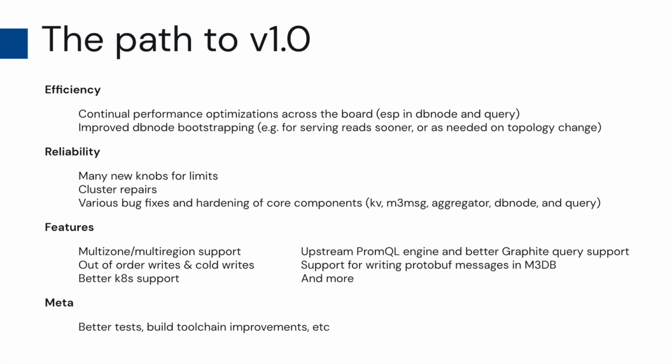Feature-wise, we've added quite a few, and this is by no means exhaustive, but just for a quick example, we now have multi-zone and multi-region support. We have preliminary support for out-of-order writes and cold writes. We have invested a pretty substantial amount into kube support. There's been a lot of work done on the query side, both in terms of PromQL and Graphite querying. So there's been a consistently increased support in terms of the number of functions, the performance of those functions, and stuff for those of you who lean on our query tier quite a bit. And then for advanced use cases, we now support writing protobuf messages in M3DB. This is something that we will continue to expand as time goes on and as use cases require.